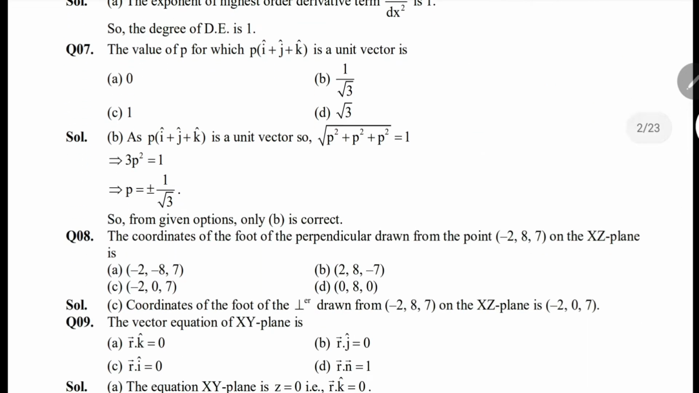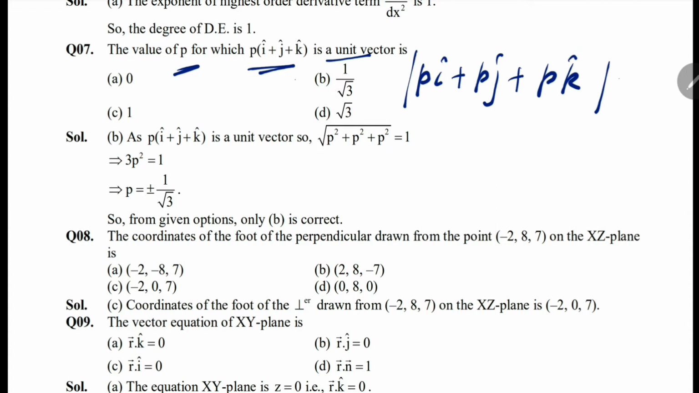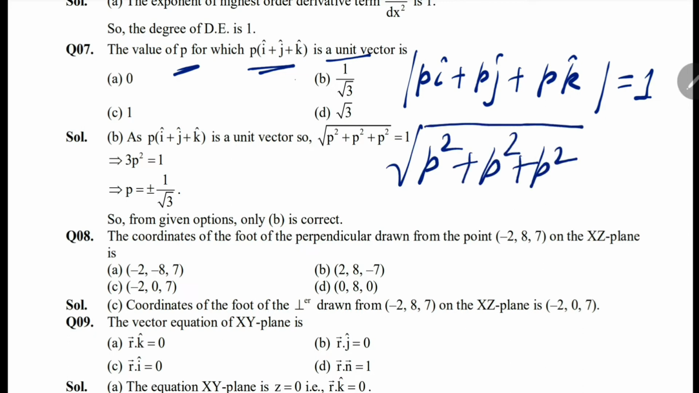Moving to the next problem, question number 7, we have to obtain the value of p for which this is a unit vector. For a unit vector, we know that its magnitude has to be 1. So if we take p i plus p j plus p k, we have been given that its magnitude is 1. When we have to obtain the magnitude, it has to be done like this. We will take the coefficients of i cap, j cap and k cap, take the square, then add them and put them inside the square root.